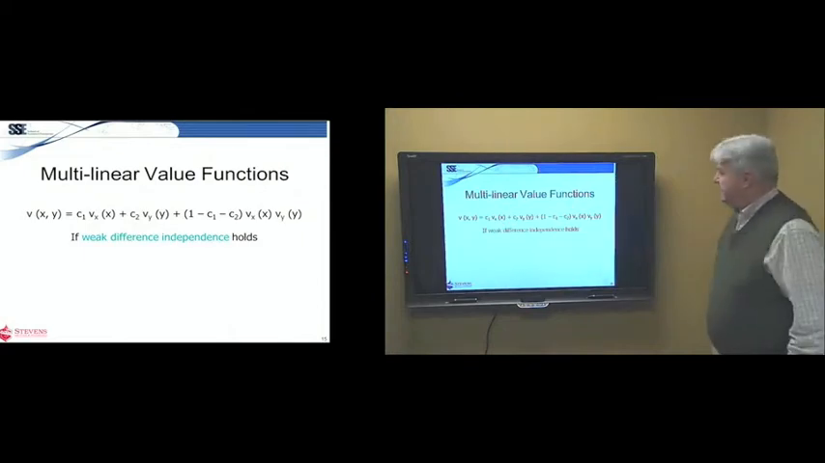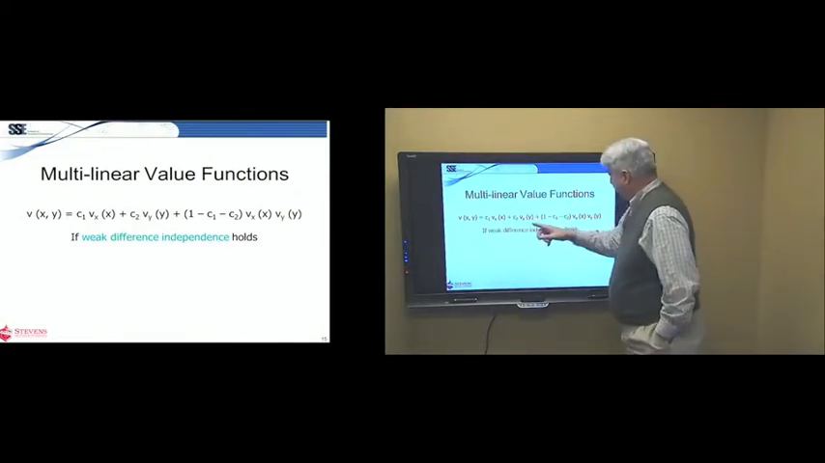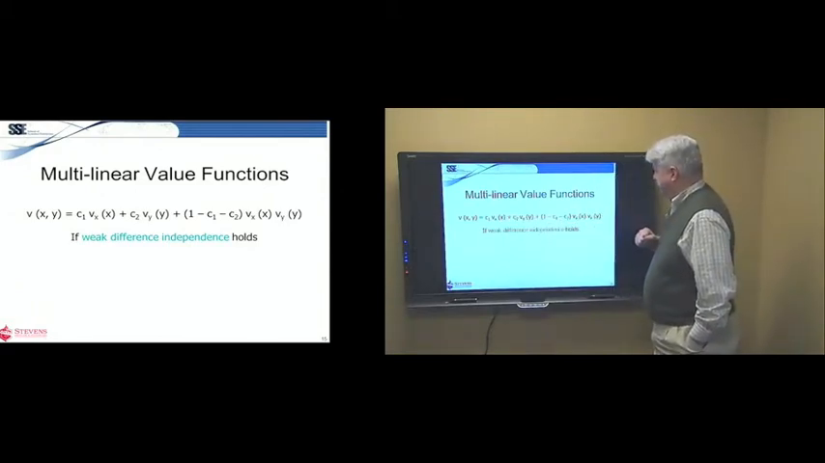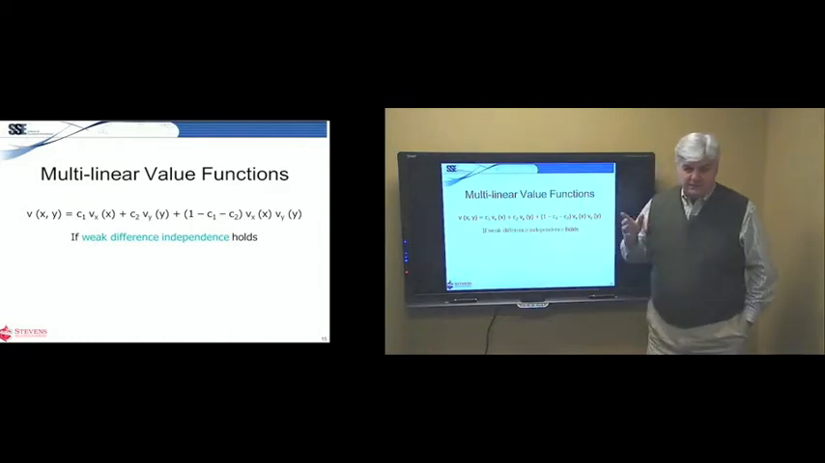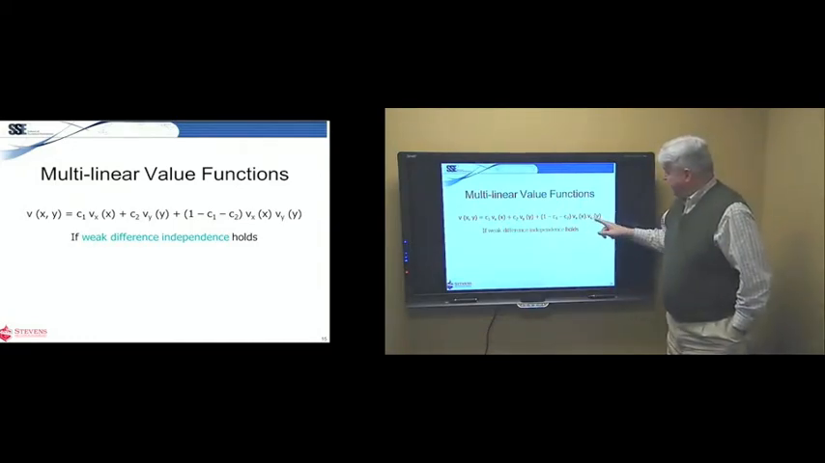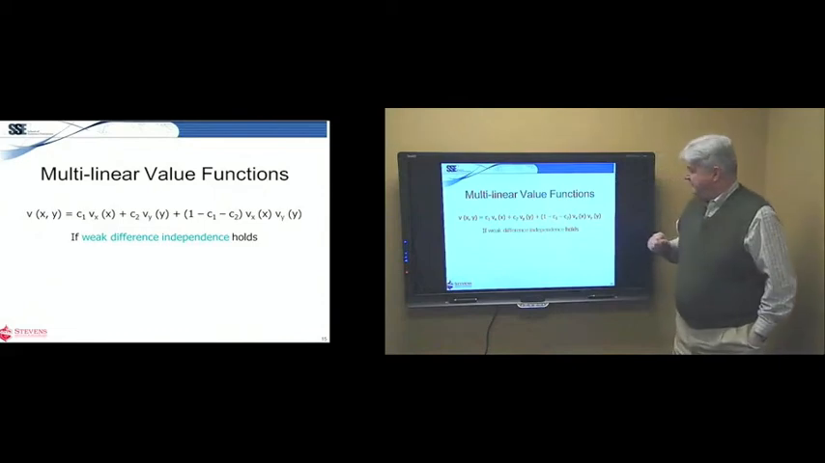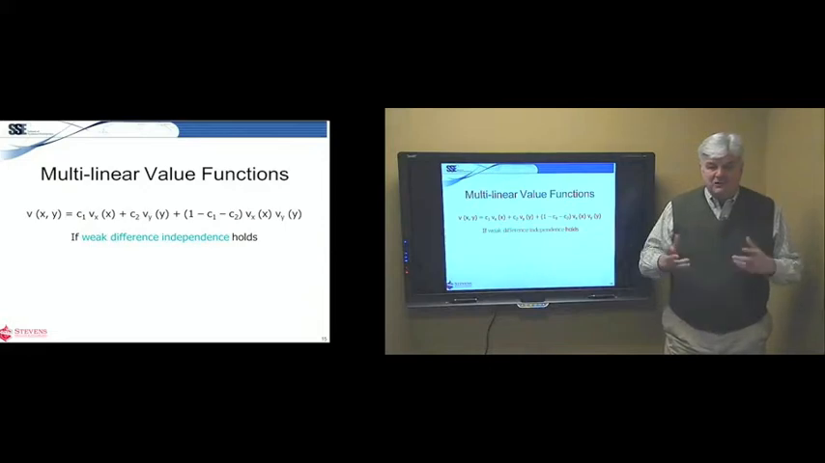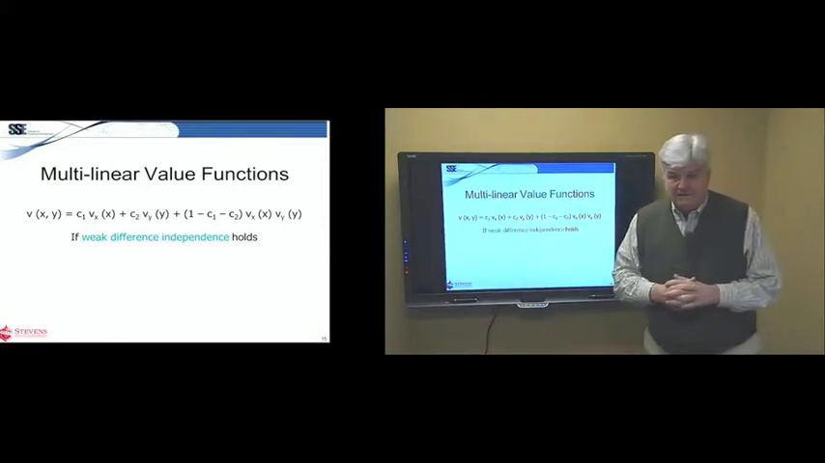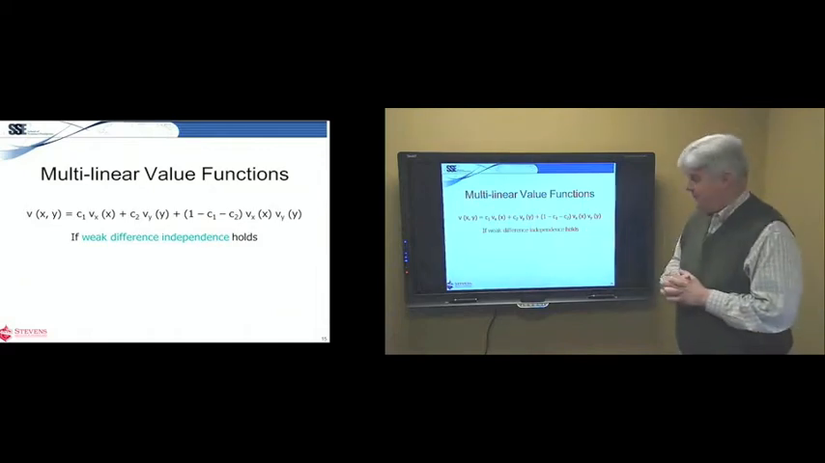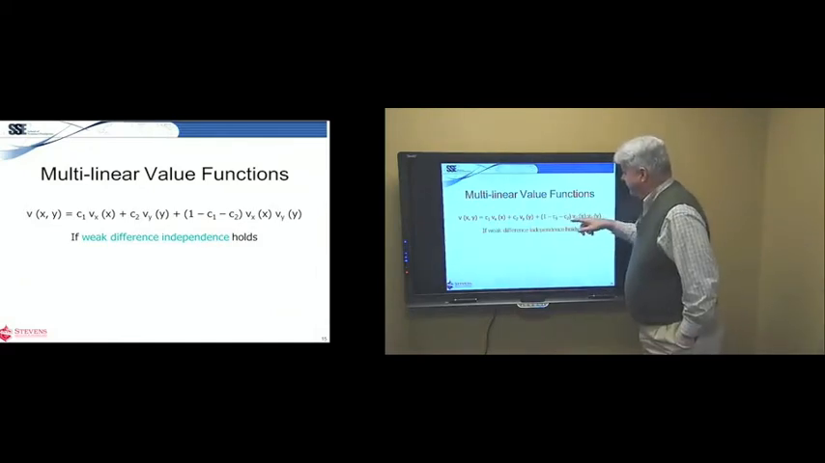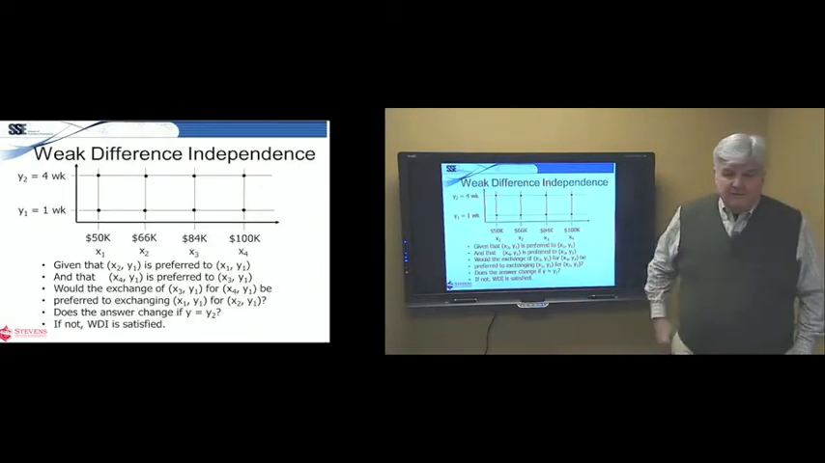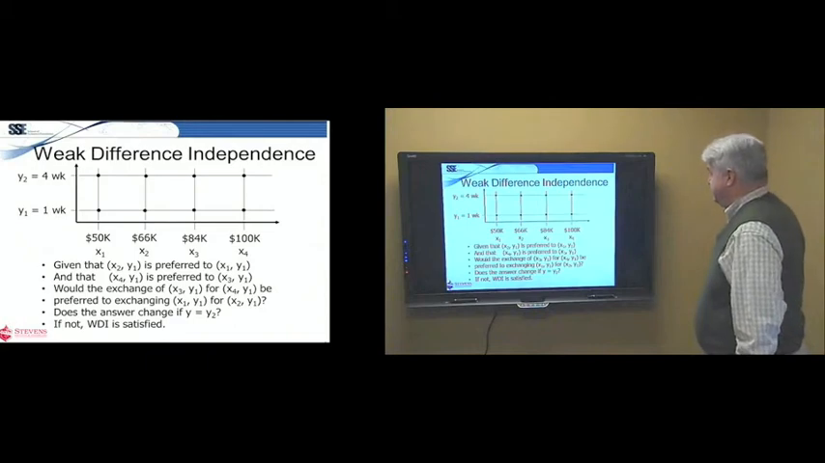So let's look at multilinear functions. Now you see what's happening here. I've got, again, Vx and Vy, but now I've got the product of the two. What does that tend to do intuitively? If I have the product, if either one of these is 0, the whole term drops out. So this is often appropriate when you actually don't want to have extremes of the variables. That's not actually reflecting the preference of the decision makers. And this function holds if weak difference independence holds.